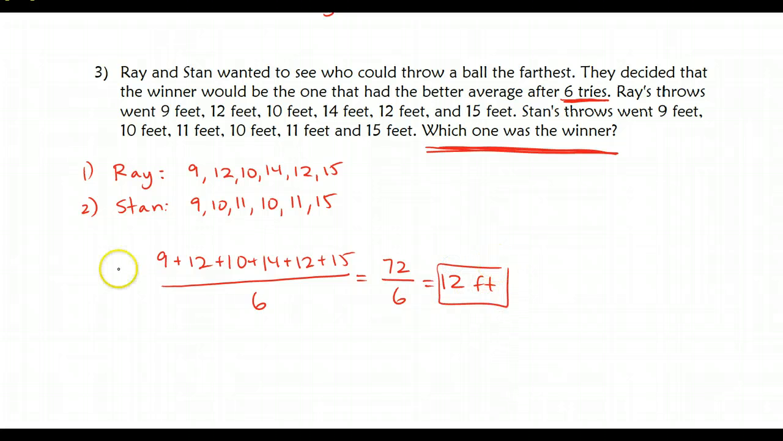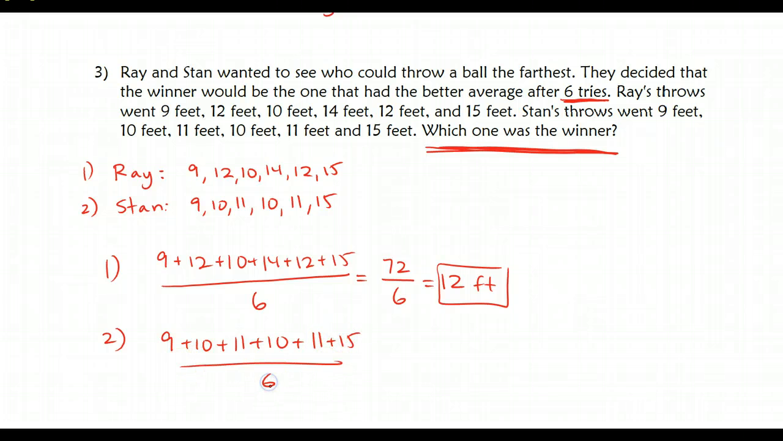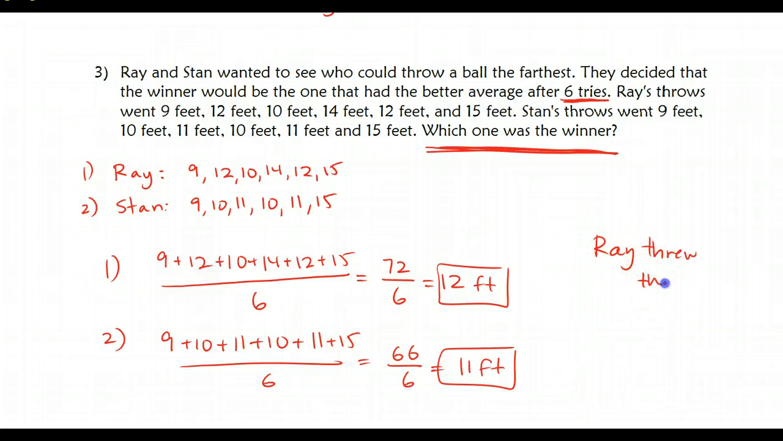And then we'll work on Stan's average distance. We're going to do the same process. You just want to be careful again that you're entering this correctly in your calculator. If I do 9 plus 10 plus 11 plus 10 plus 11 plus 15, I get 66. And if I divide 66 by 6, I only get 11 feet. So Ray threw the farthest.